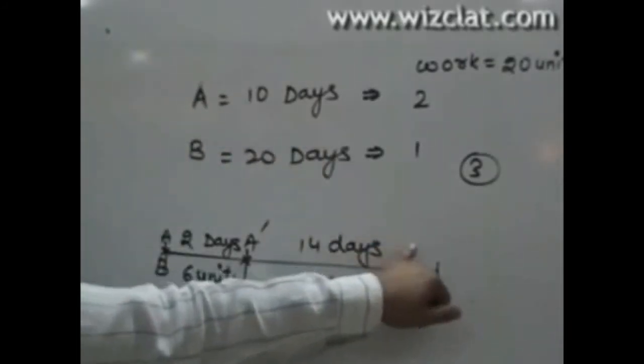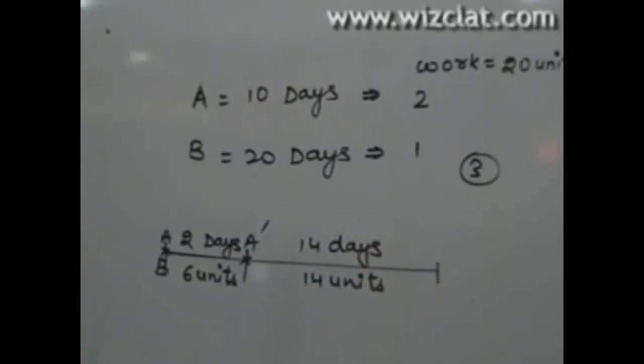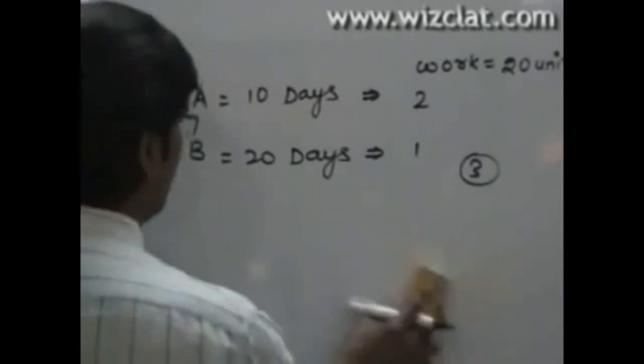B works alone for 14 days. So this is just one approach, where we can apply certain conditions and constants, and then we can try to solve this question. In another variation of time work, we need to learn the basics of the unitary method.